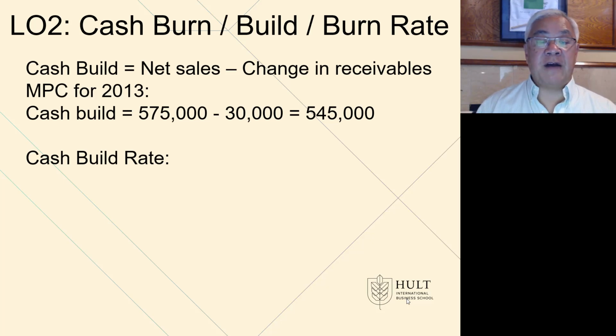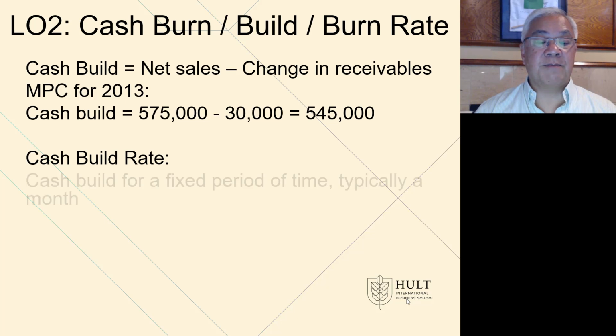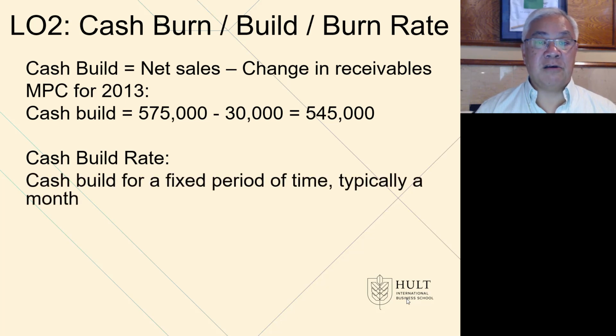So if we had sales of 575, but our receivables went up by 30,000, we didn't get all 575. We only got 545 in cash. Cash build is equal to net sales minus the increase in receivables. The cash build rate is just looking at what time period. It could be a month, it could be a quarter. Typically, it's something like that, and most typically per month.